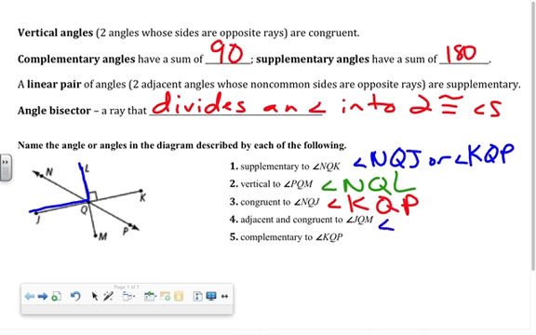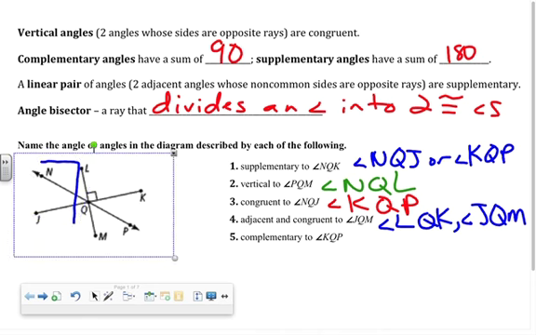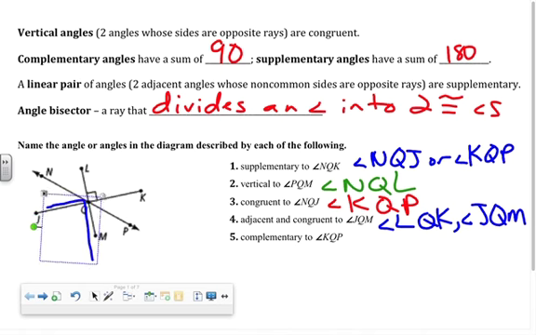There's more than one correct answer. What's one of them? LQK. The other one is JQM. That's what it's asking. Congruent to GQ. Good job.